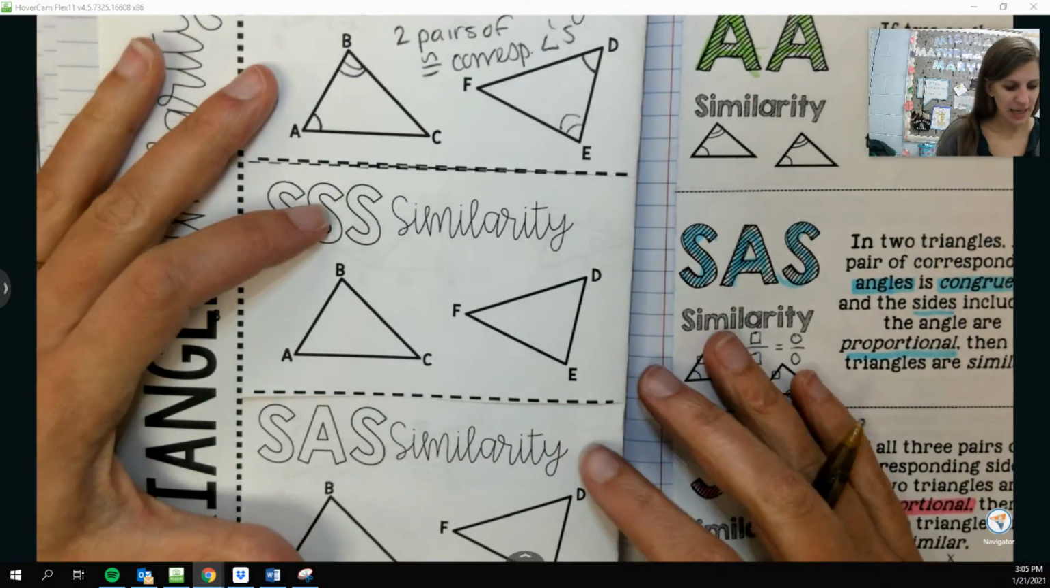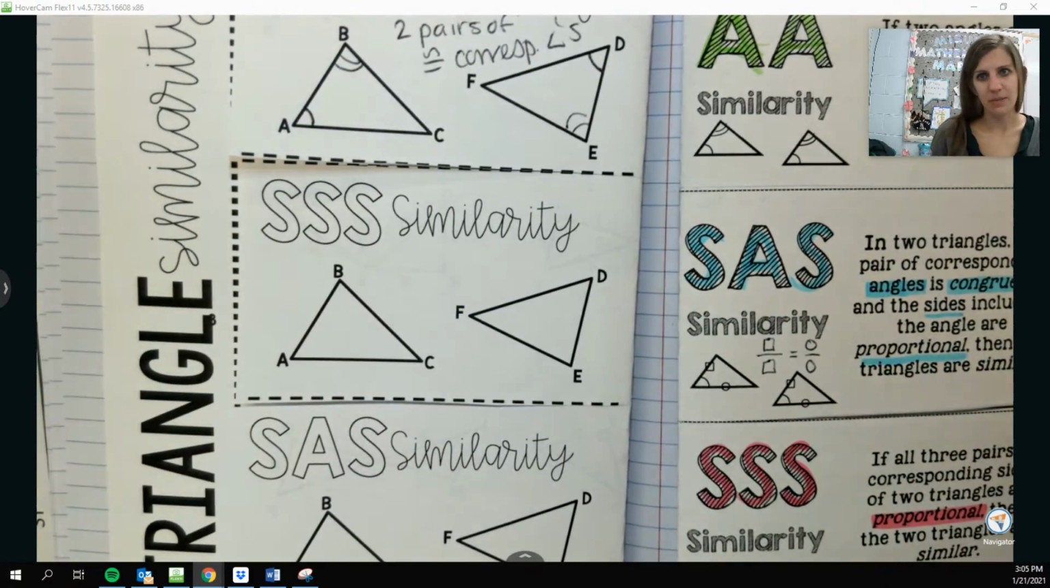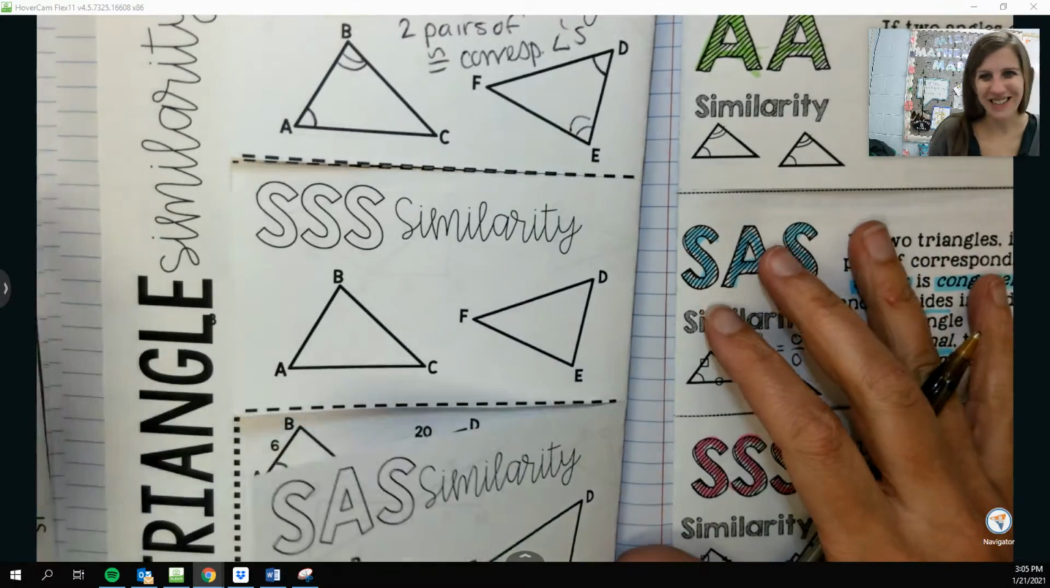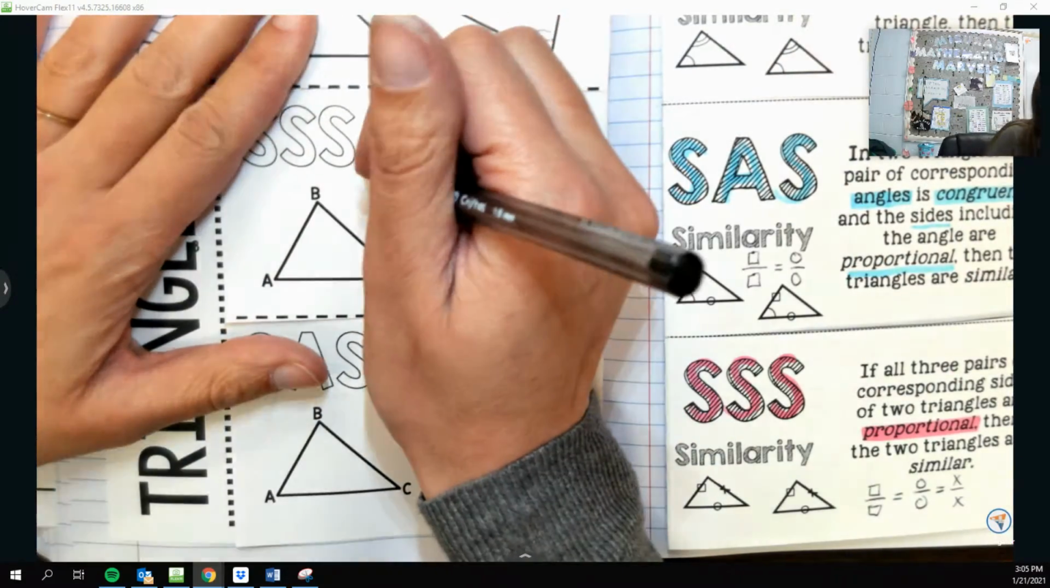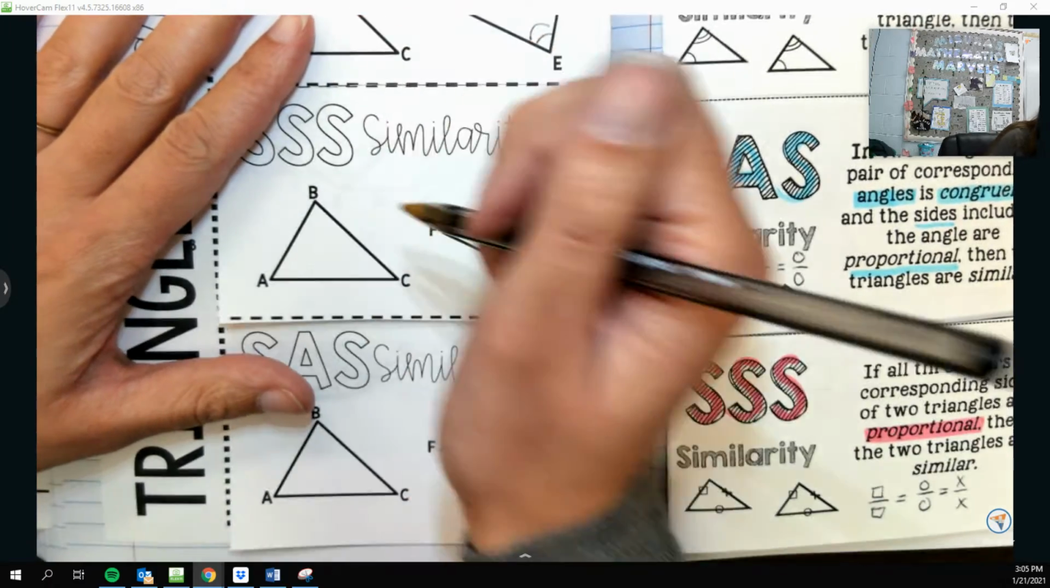Or we can use side-side-side. Oh man, why didn't I match these up? Ugh. We can use side-side-side. Now with side-side-side, all three sides need to be proportional.